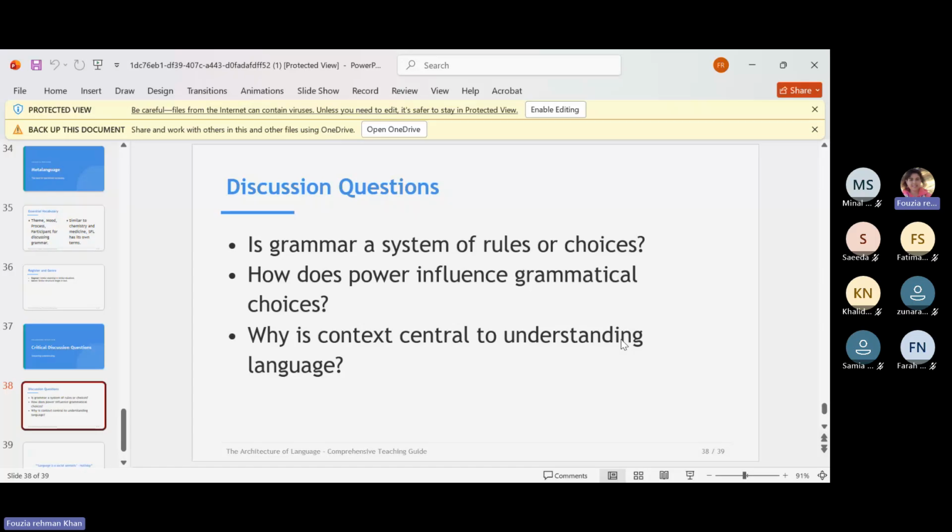You need some time to reflect on this. Is grammar a system of rules or choices? All of these questions are related to our lecture today. How does power influence grammatical choices? Why is context central to understanding of language? You have to do two things. I'll leave the class, but you'll stay in the class because the class is going on. It's just that I have completed my lecture, and that is the class work task that I have given you.